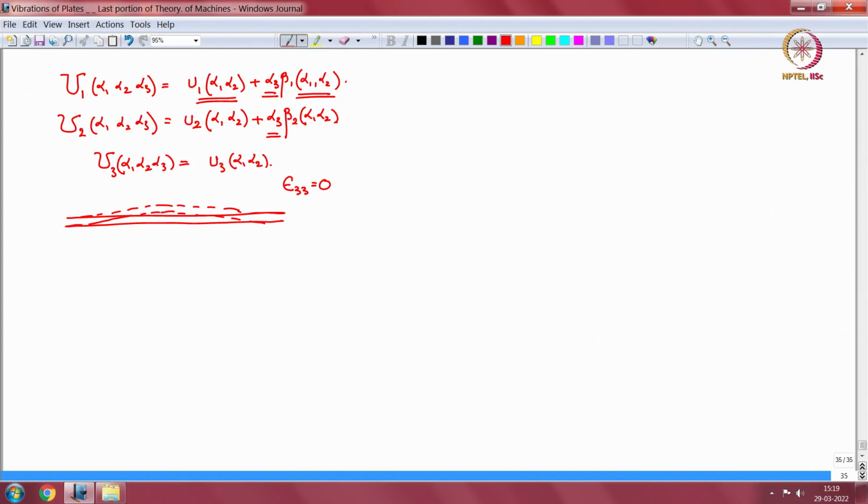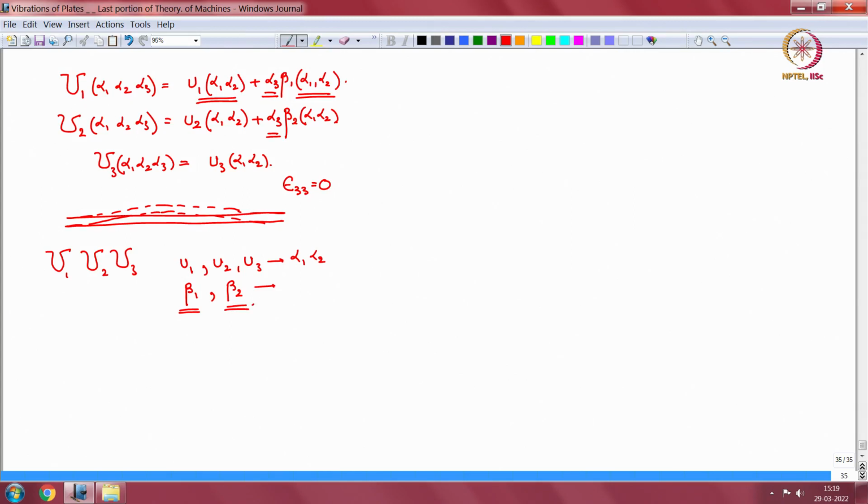Now, what has happened here is that earlier we had 3 displacement variables, unknowns, u1, u2 and u3. But now we have u1, u2, u3 that are functions of alpha 1, alpha 2, plus now we have beta 1 and beta 2. So we have moved from 3 unknowns to 5 unknowns. So now we have to find an expression for these.